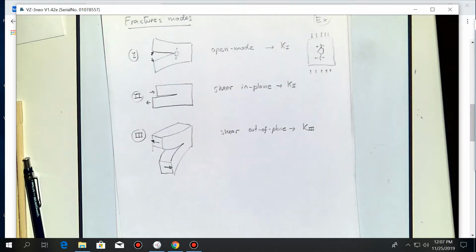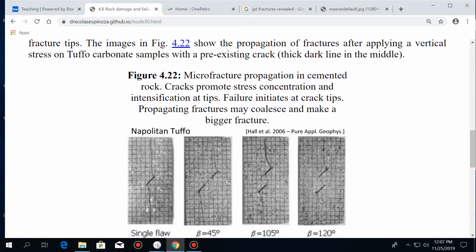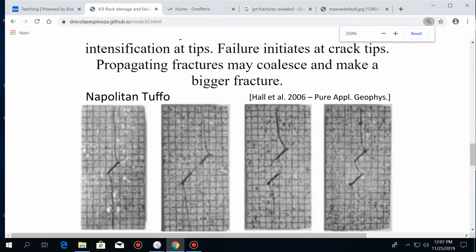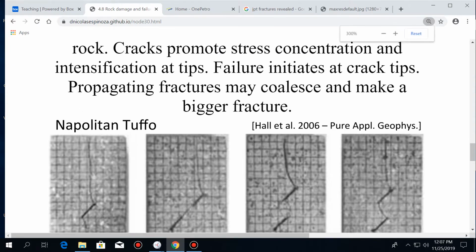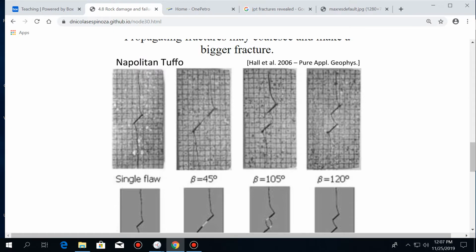And here I have another example. This is what we just saw. For example, when you have fractures or defects inside the rock and you start to load it, fractures always concentrate stress at the tip, and they are going to start to grow at the location of the tip. Sometimes it could be in open mode, but other times in shear mode.